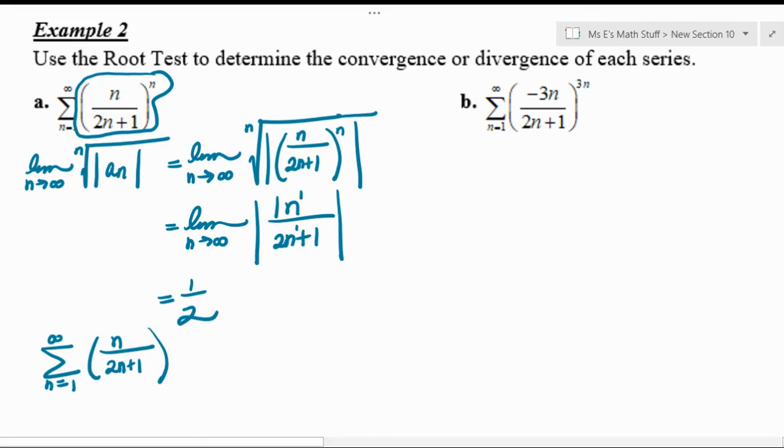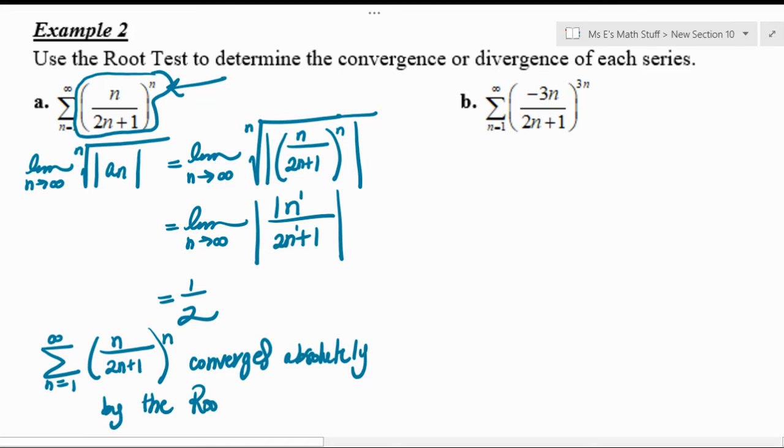How do I know? Because if all those terms were negative, you'd still have them going to 0 fast enough. So that means that this thing, which wasn't geometric all the time, just became geometric at the tail end. So we would say that it converges absolutely by the root test.